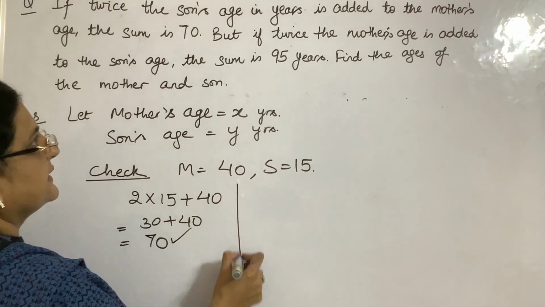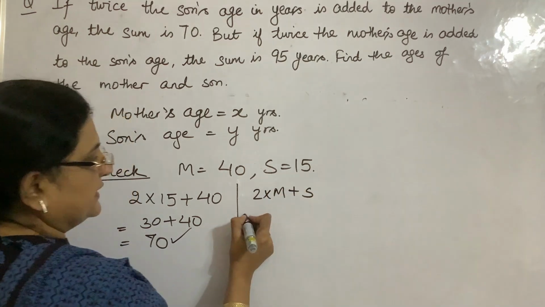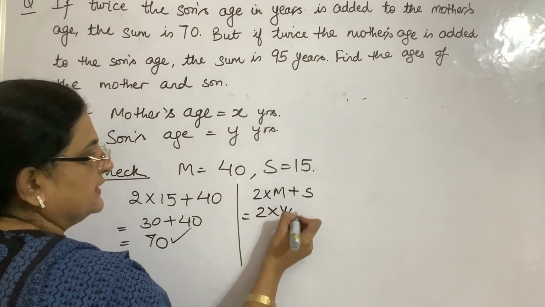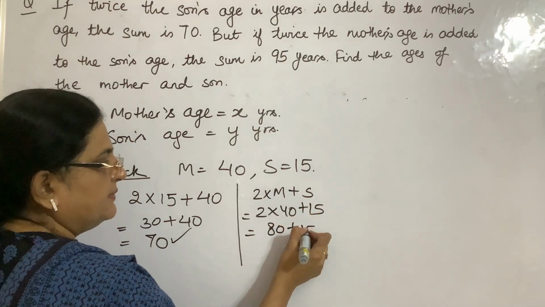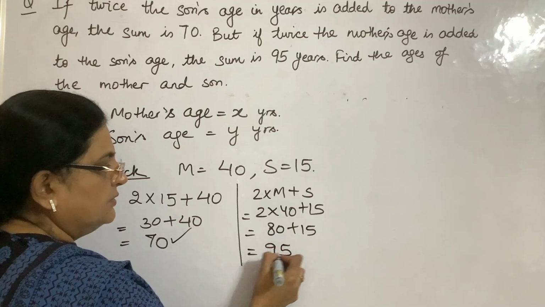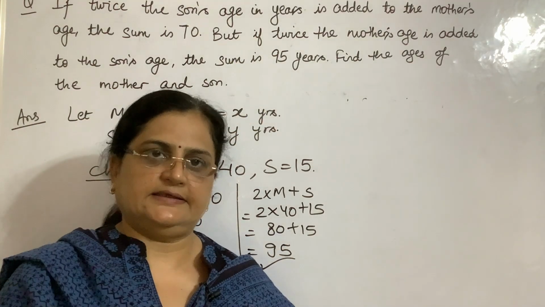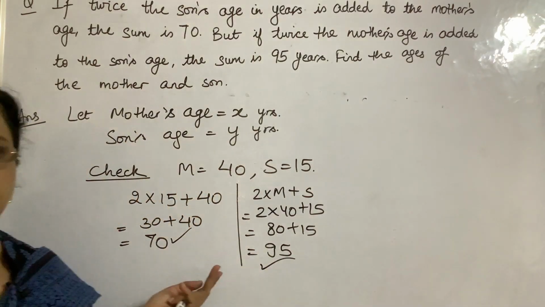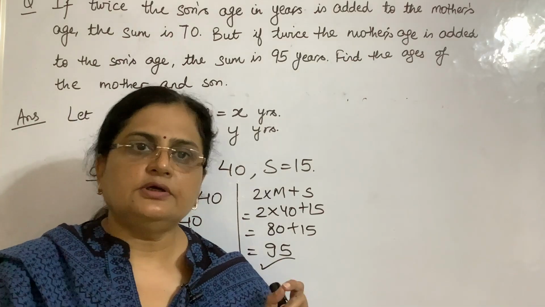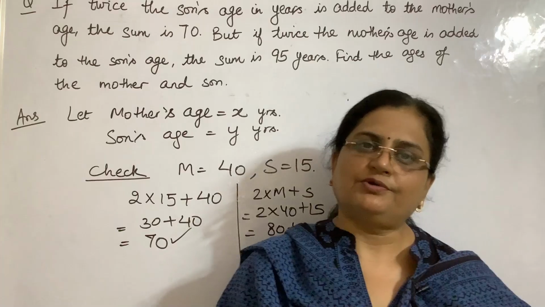And what about the second part? Twice the mother's age is added to the son's age. So this becomes 80 plus 15, which is equal to 95. The sum is 95. So we have done this correctly, and it hardly takes 2-3 seconds to do this, but you are assured that the answer is correct.